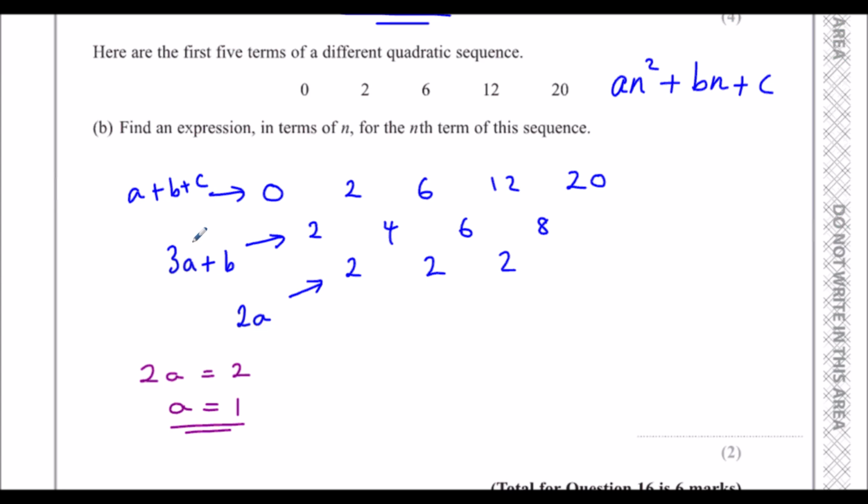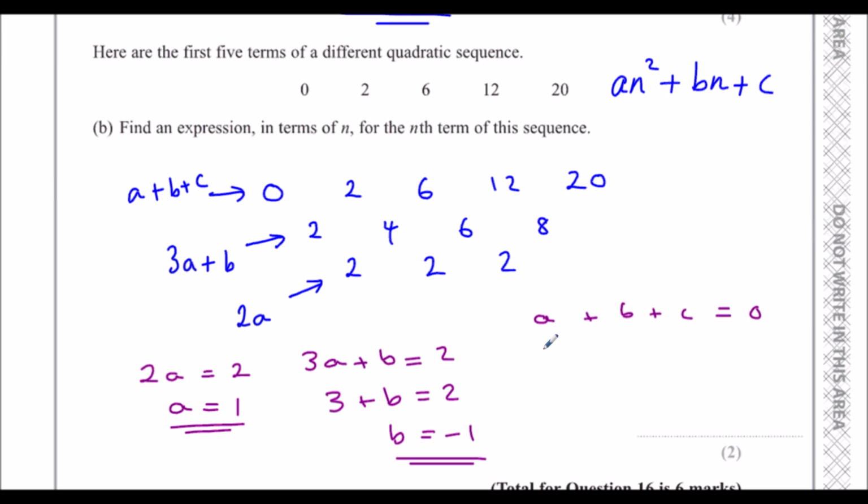And then moving on to the second one, 3a plus b is 2. a is 1, remember, so 3 times 1 is 3. So 3 plus b is 2. Subtracting 3 from both sides, b is negative 1. And a plus b plus c is 0. a is 1. b is minus 1. So that says, well, 0 plus c is 0. So c is 0. So that gives me 1n squared, so just n squared, plus bn, so minus n, and c is 0, so there's no c term. So the nth term is n squared minus n.